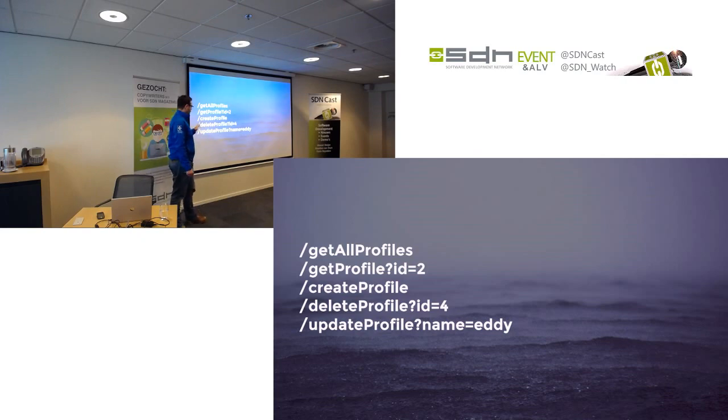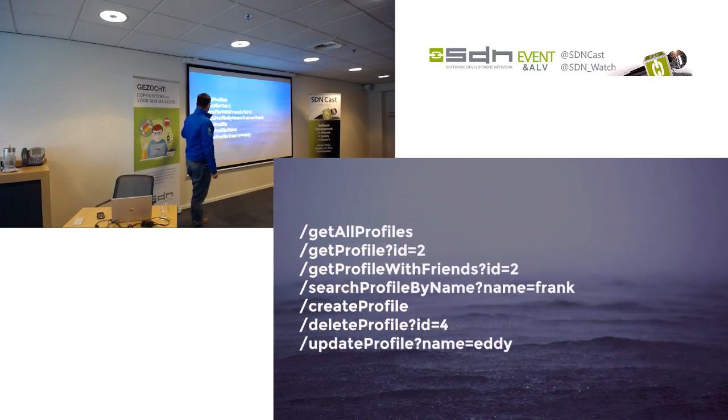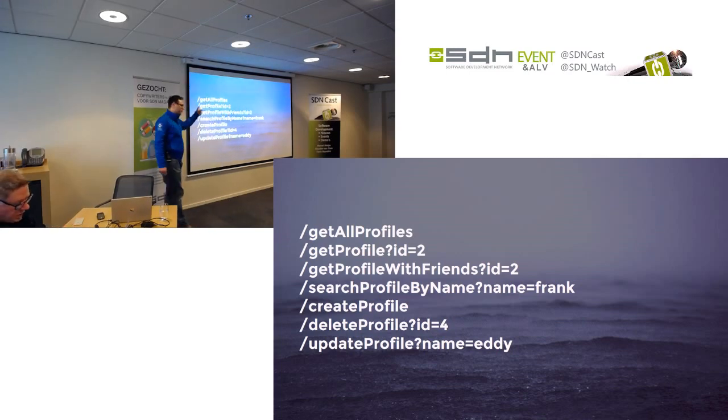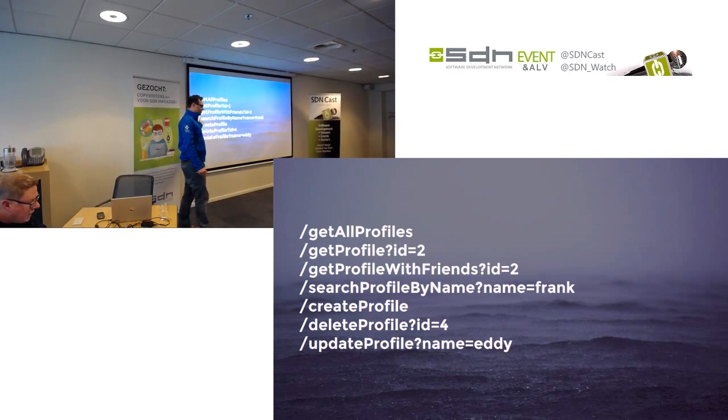But then, things change, business changes. There's new features coming on, like search, and what more? You have to get a profile with friends now. There's a search coming with. Then you tend to add more endpoints to your service, right? So now you have a get profile by ID, or a get profile with friends by the same ID. So duplicate endpoints doing basically the same thing, but it's okay. This is still manageable.